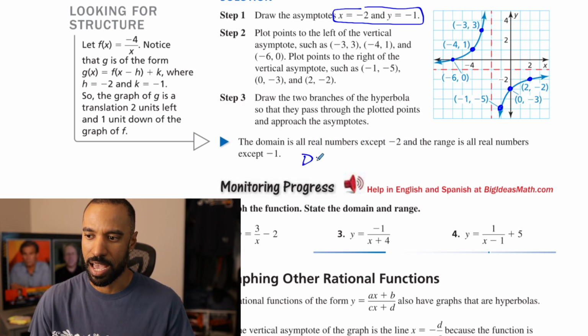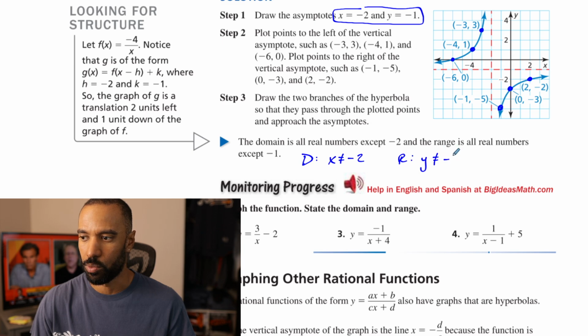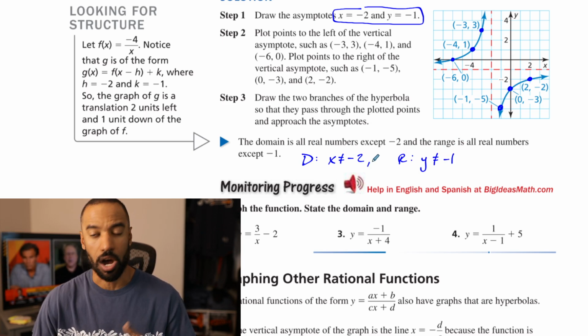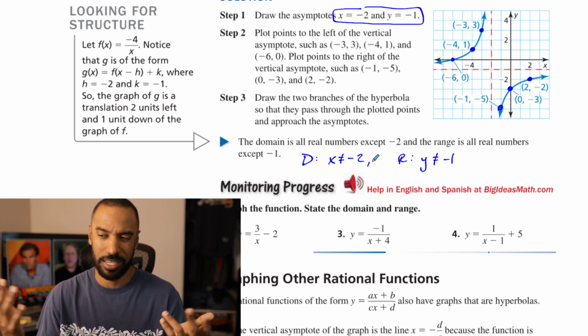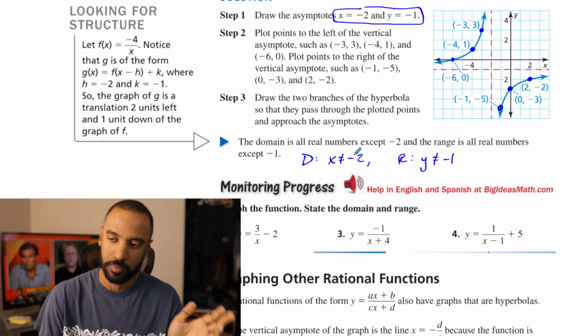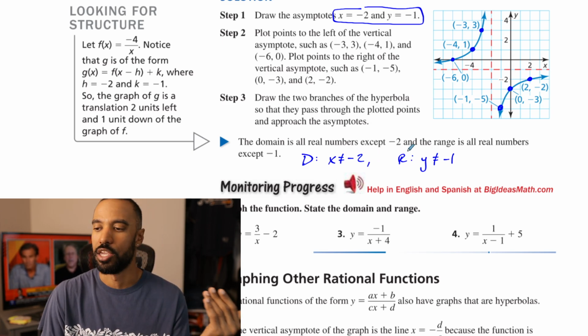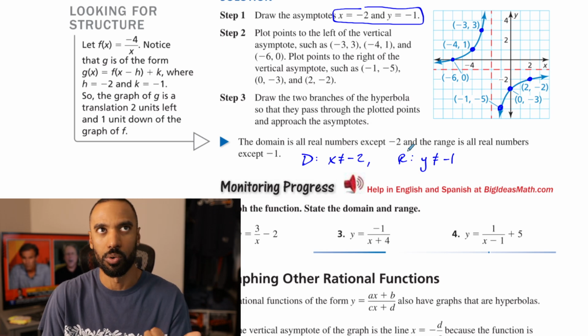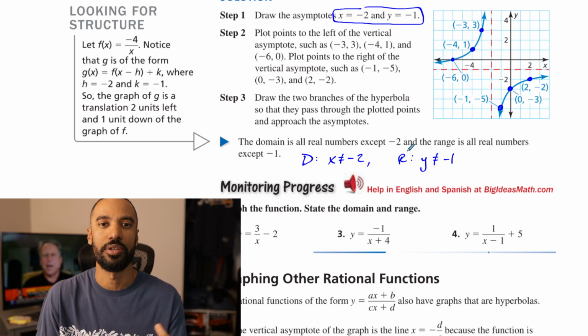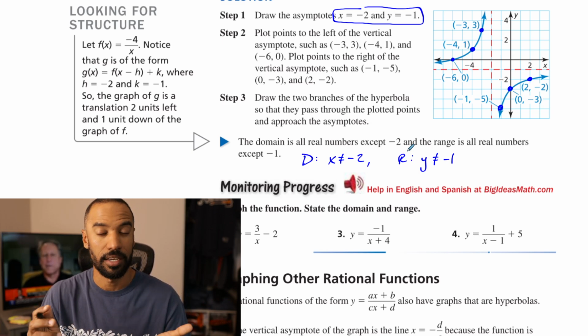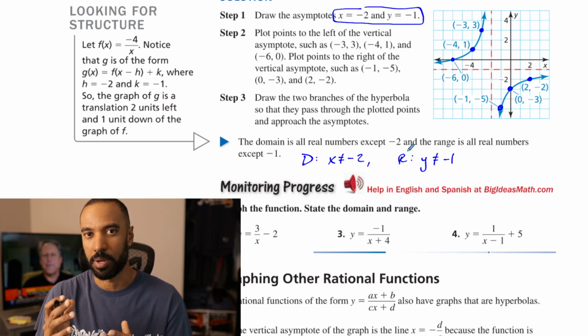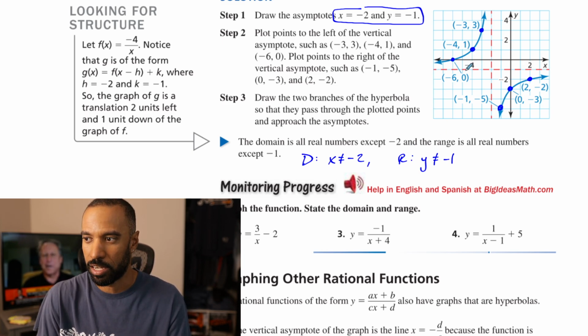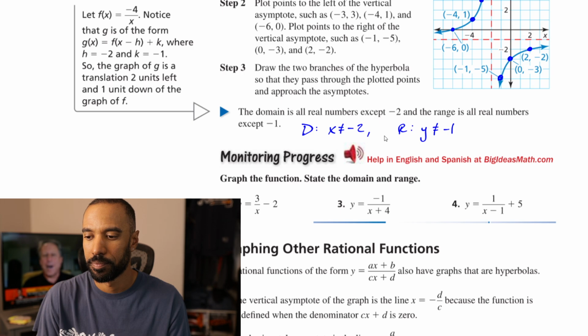The way I'm going to state that is something like this. Domain, x can't equal negative 2. Range, y can't equal negative 1. We're used to either writing all real numbers or having inequalities, even compound inequalities. This is another version of a domain. You don't have to say x is greater than negative 2 or x is less than negative 2. You can just say x can't be negative 2. That implies all real numbers except negative 2. And same with y can't be negative 1. And that's literally what they're hitting there.